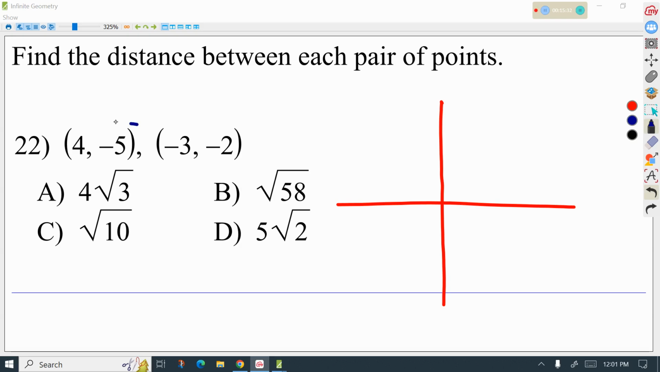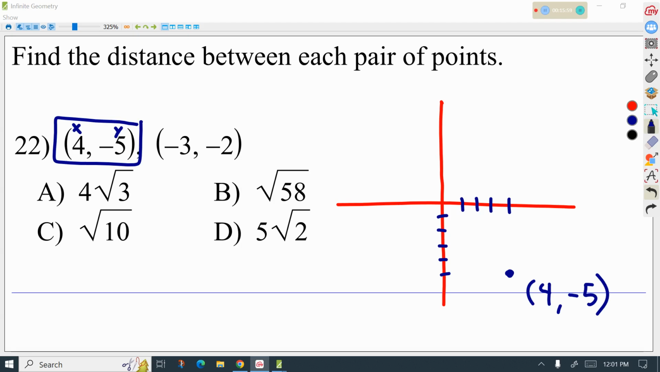So let's start with this one. We'll do it in blue. We'll put both of them in blue. (4, -5). So what this means is I'm going to go to the right 4 steps, and that's the x coordinate. The y coordinate is the next one, and that tells me whether I go up or down. Since it's negative, I want to go down. So down 1, 2, 3, 4, 5. So this point right here is the point (4, -5).